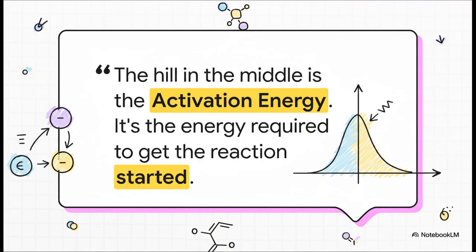Now, the most important part of this whole map is that big hill in the middle. See, reactants don't just magically turn into products. They have to climb that hill first. The very peak of that hill is called the transition state. It's the highest energy, most unstable point in the entire reaction. And the height of that hill, that's the activation energy. It's the bare minimum amount of energy you have to put in to get the reaction to even start.